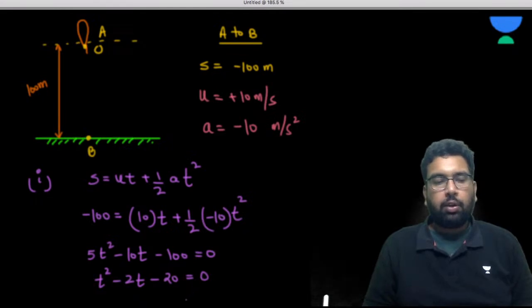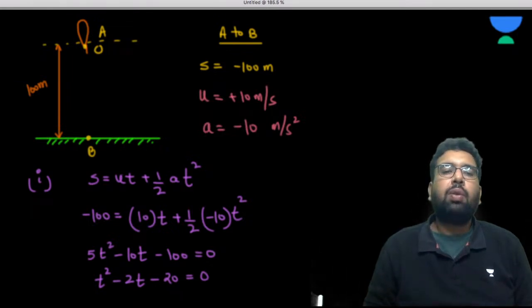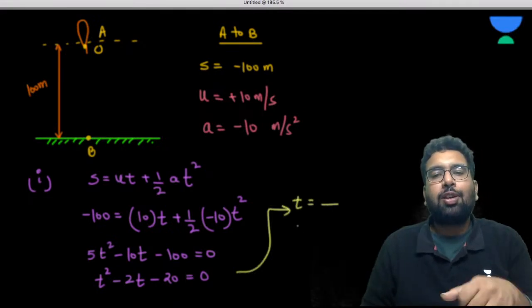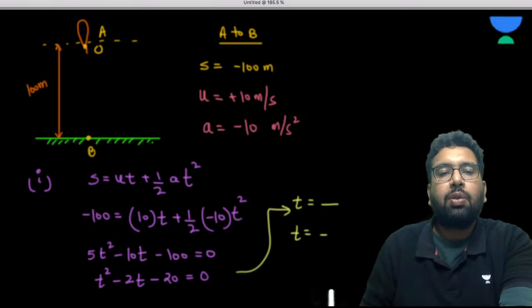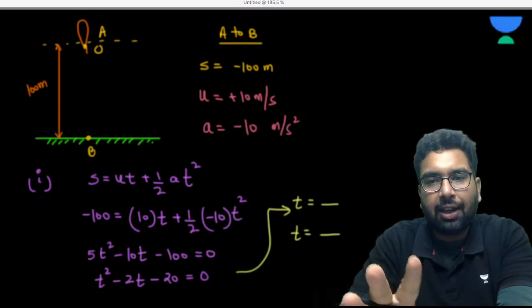So we can obviously solve this equation, and when we solve it, we'll get two values of t. I know that all of us can solve this, and we want to do as many questions as possible, so I'll leave it here.